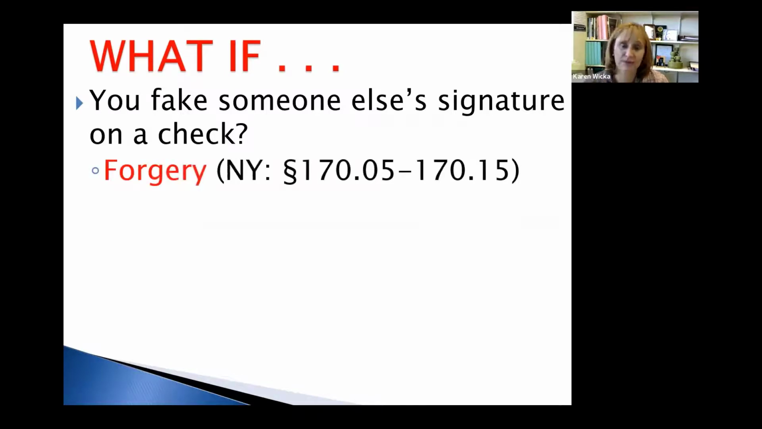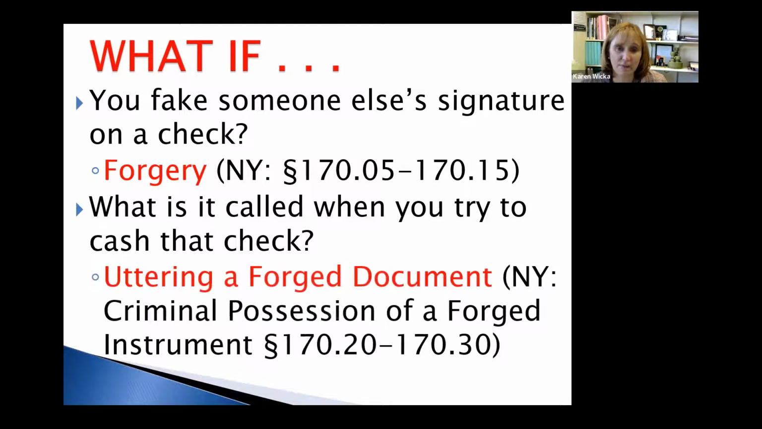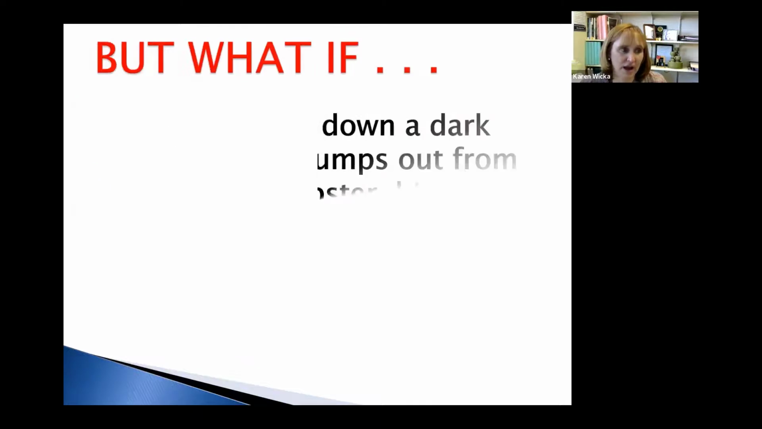So you sign somebody else's name on a check. And then what happens when you try to go and cash that check? So cashing that check is going to be a separate crime. And we call that uttering a forged document. And in New York, we call it criminal possession of a forged instrument. Okay. So the actual signing is a crime, and then trying to cash it is a different crime.